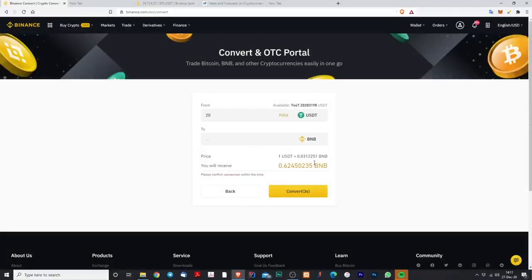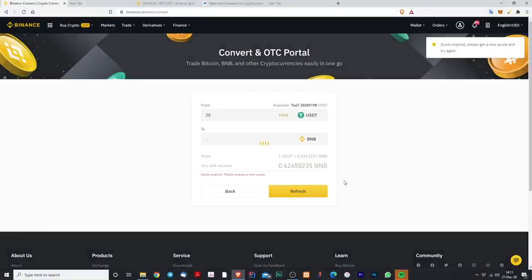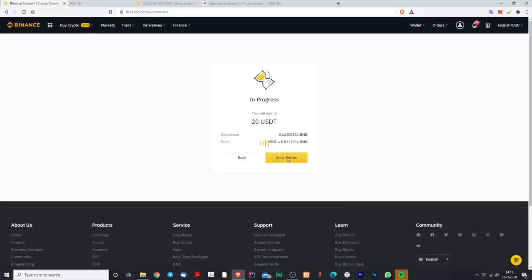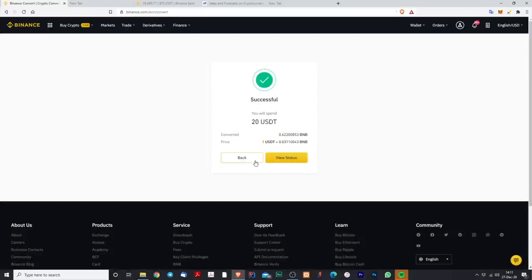But this is pretty much for amateurs. I don't recommend that you guys use convert. You're better off using the exchange. It's a little more advanced, but it's better that way because the fees are much better. So you can see this is already done. The convert is fast and convenient, but it's very expensive in terms of transaction fees.